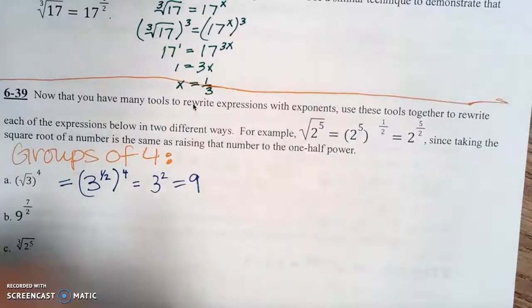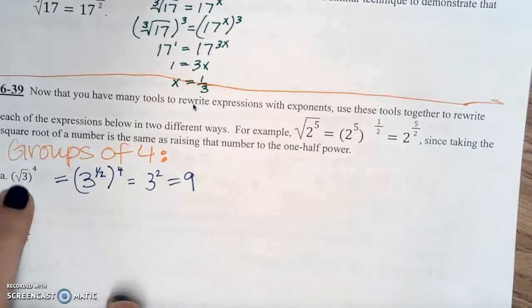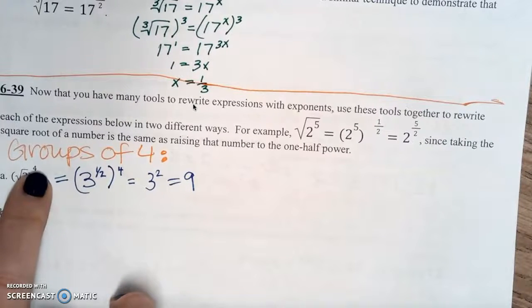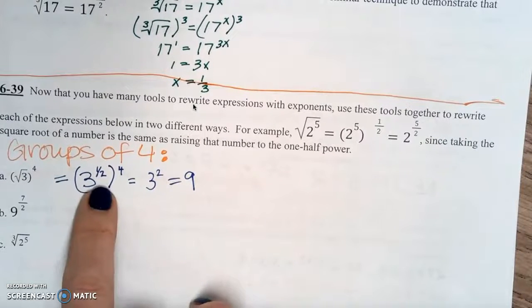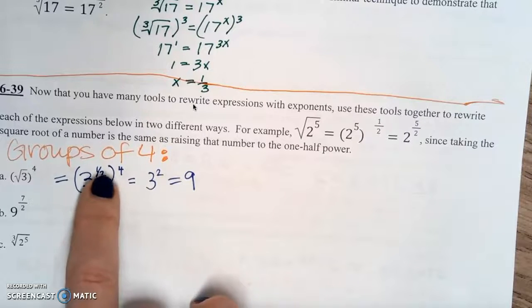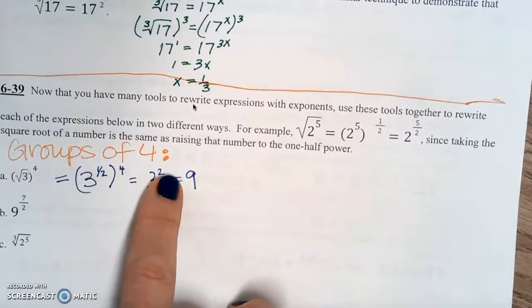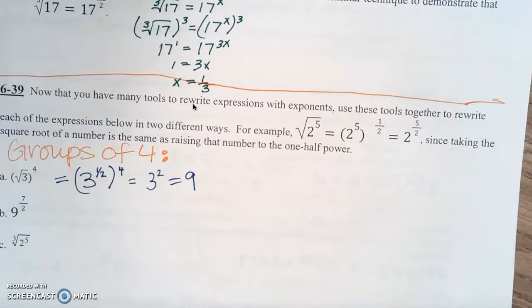Okay? So you really only need to do 2 problems here because I did the first one for you. The square root of 3 to the 4th power, you rewrite it as 3 to the 1/2 to the 4th power. Then you multiply the exponents. 1/2 times 4 is just 2. Then you can just simplify that one. You can't simplify all of them, but this one you can. 3 squared is equal to 9.